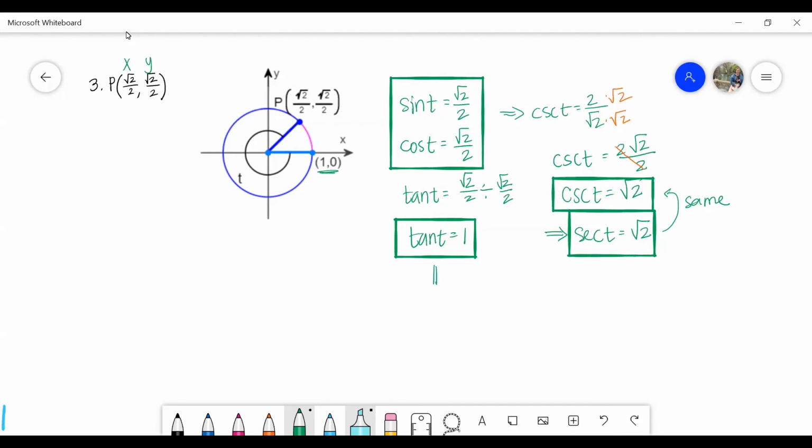And then last but not least, we have tangent. So let's look at cotangent t, the reciprocal of 1. All right, that's all for this group.